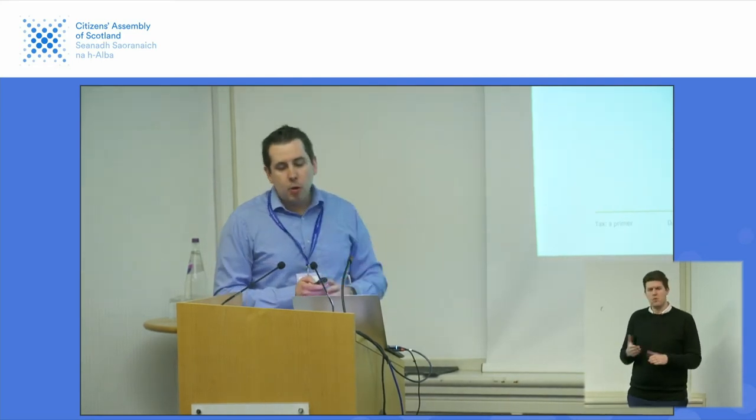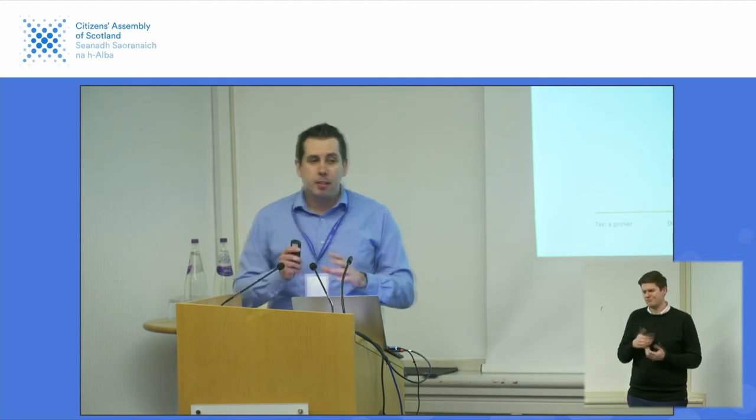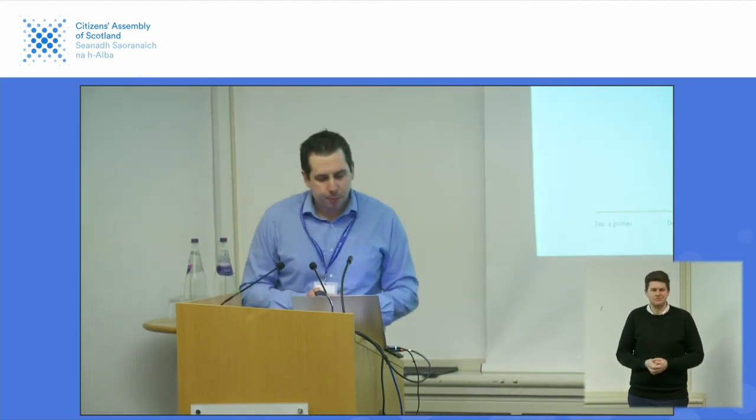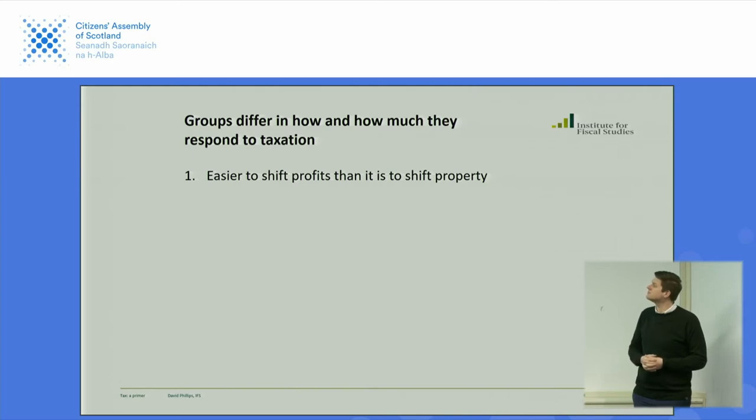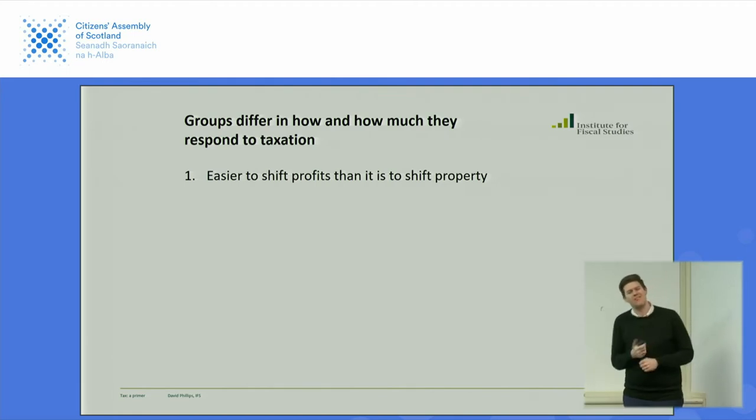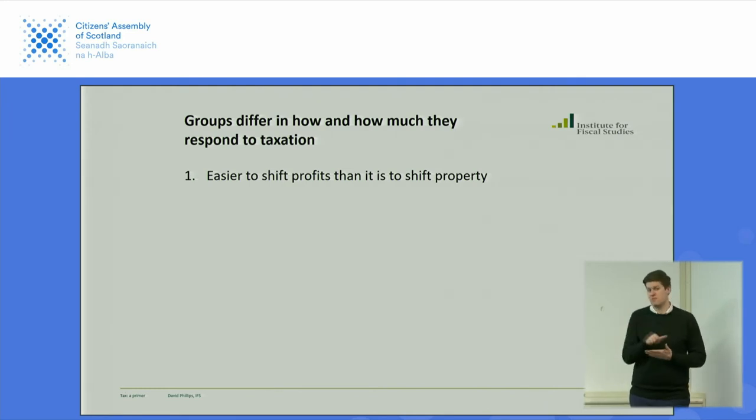And just some rules of thumb about how people respond, what evidence from economics has shown us. So the first is it's much easier to shift profits than it is to shift property. So, for example, corporate profits, it's quite easy, unfortunately, for businesses to shift their profits around the world and say, actually, this money comes from the Cayman Islands rather than from Scotland. It's a lot harder to pick up your house and move it to the Cayman Islands, unless you have a boat. But that might mean that if you're looking to tax people with high incomes, maybe property is an easier way to tax them rather than the profits, which they can shift around the world.